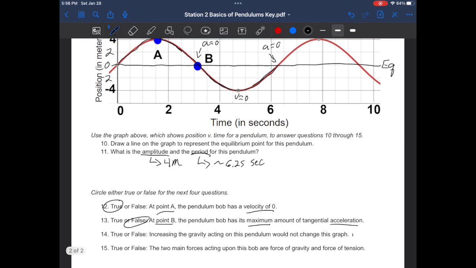Increasing gravity acting on the pendulum would not change this graph. Well, the period for this system is going to be 2π times the square root of L over g. So gravity's acting, so that's going to be false. And tension and gravity are the only 2 forces acting.